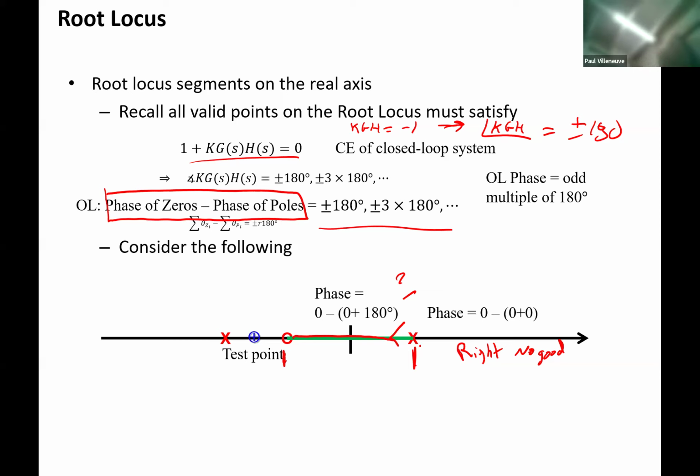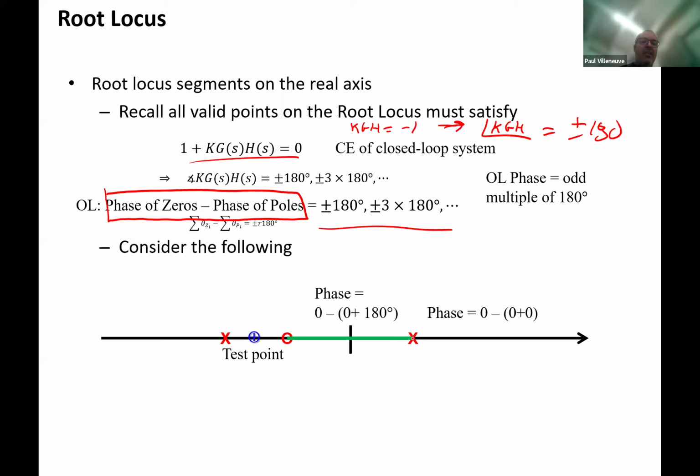Now let's do another test point. You do this one for me. Is this going to be valid? I'll give you 2 minutes. Is the test point now, is that valid? What was the approach that we did to see if it was valid or not? We checked angles, right?